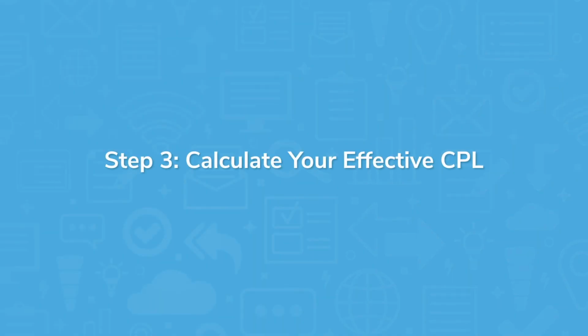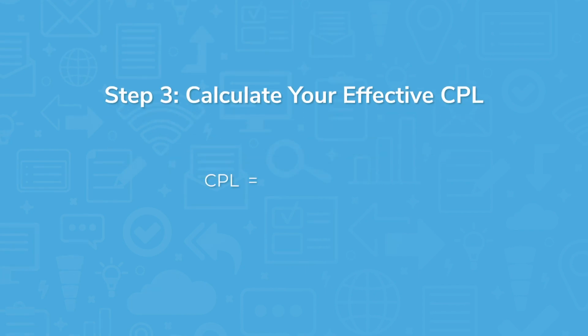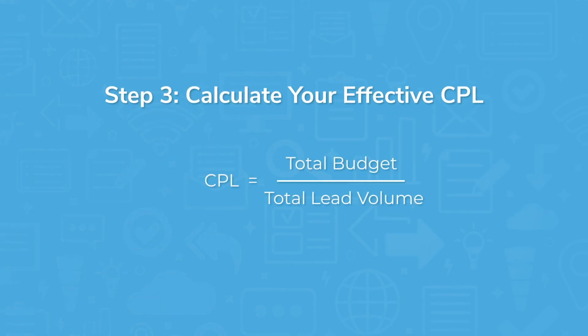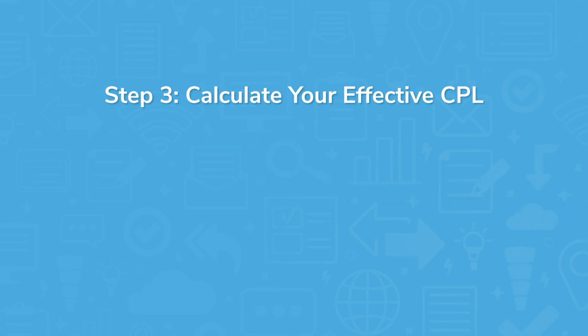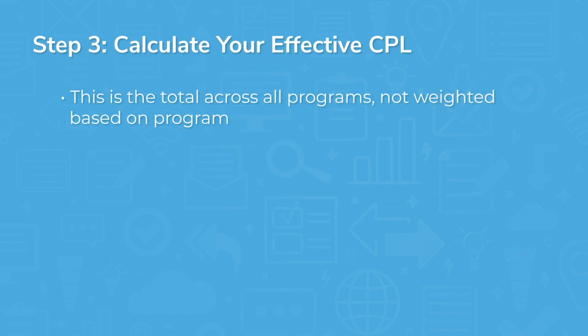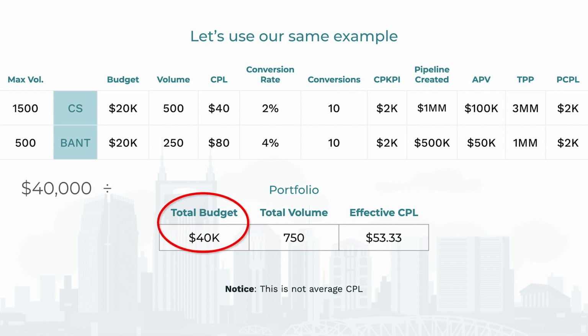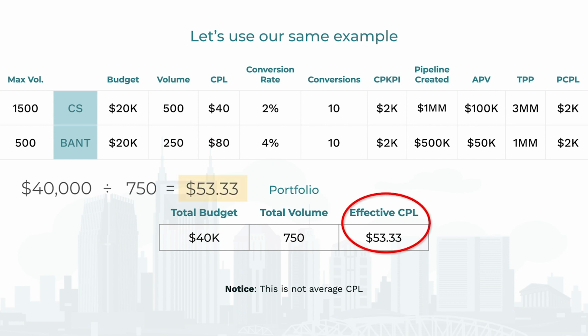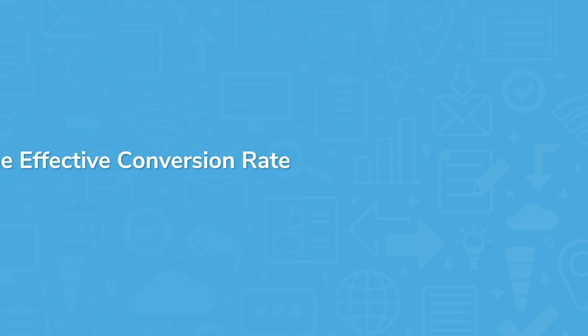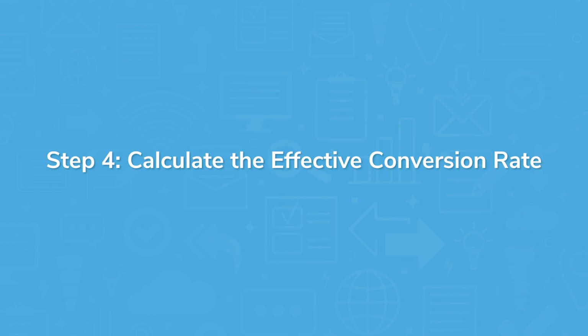Step 3. Calculate your effective CPL. Your effective cost per lead, or CPL, is your total budget divided by your total lead volume. Again, this is the total across all programs rather than weighted based on program. You want to understand what you pay per lead across all your programs, not the CPL for each individual program. So, if we divide our total budget of $40,000 by our total volume of 750 leads, we get an effective CPL of $53.33.